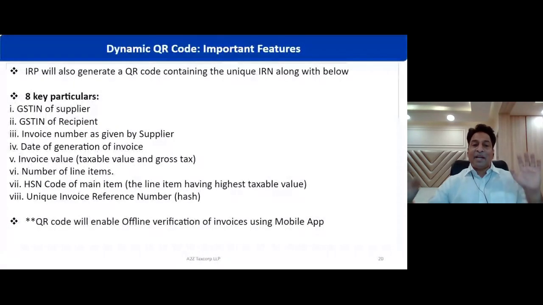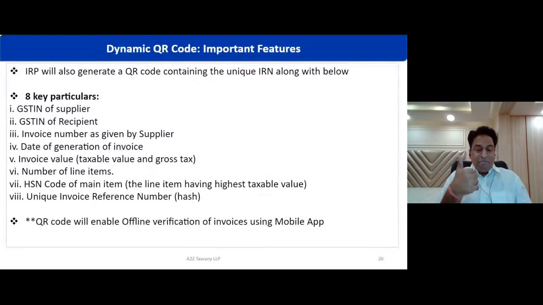Now, the dynamic QR code, quick response code. If you look at the dynamic QR code, the IRP is going to generate the IRN, digitally signed, and the QR code. The QR code is going to have 8 key particulars. Once you scan the QR code, you can see all these 8 particulars. And what are those 8 particulars?